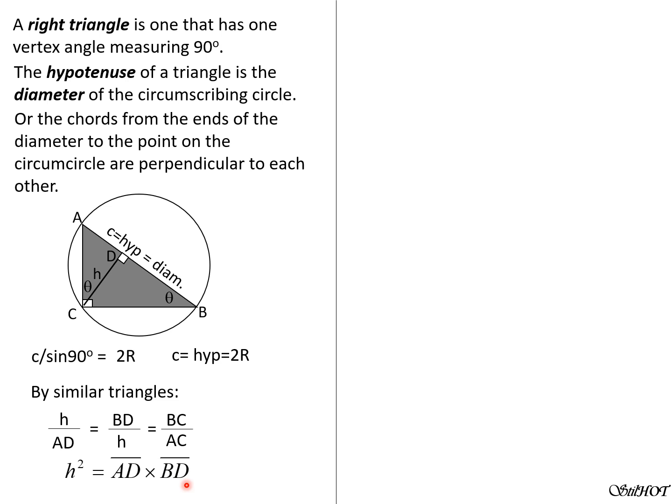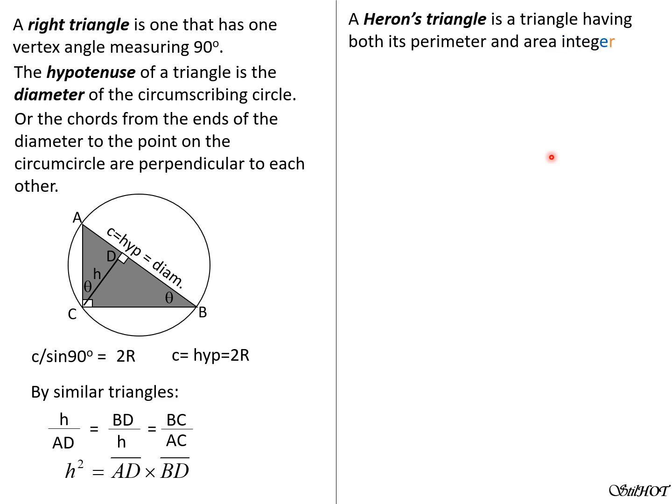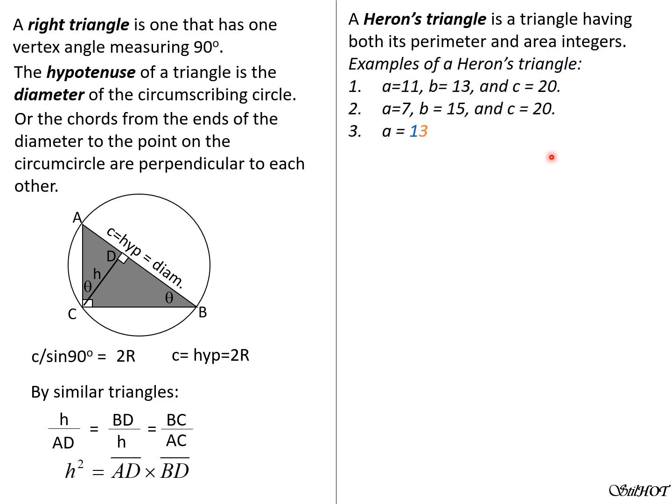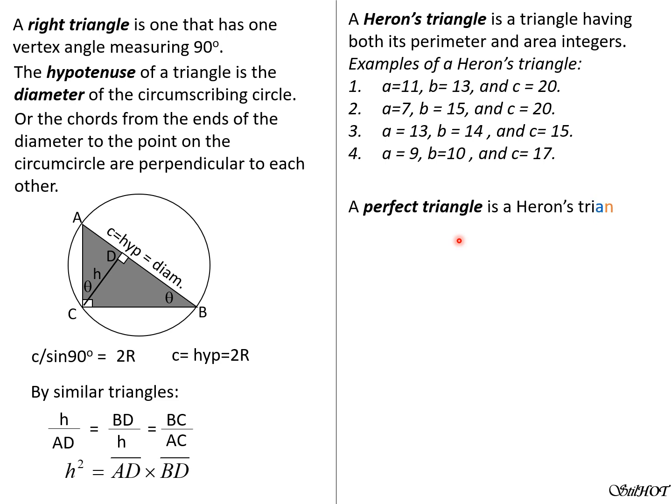Another concept is about a Heron's triangle, which is a triangle having both its perimeter and area as integers, or whole numbers. So these are examples of a Heron's triangle. I want you to compute the area using Heron's formula if you want. If it is a right triangle, then you can use 1/2 the product of the perpendicular dimensions.